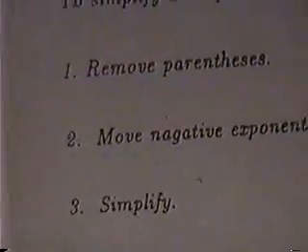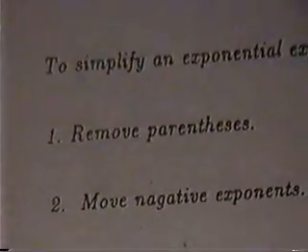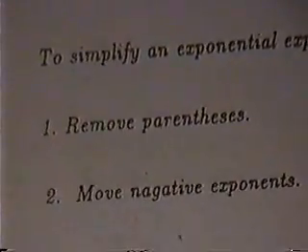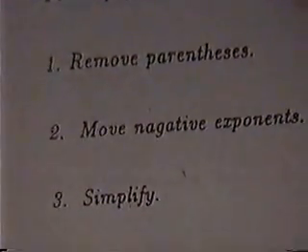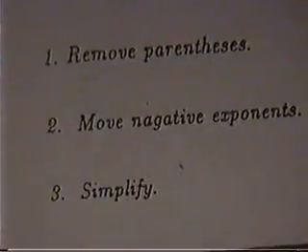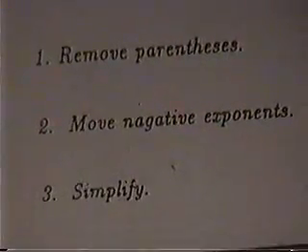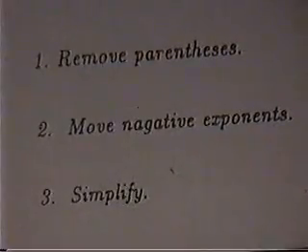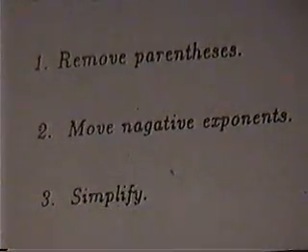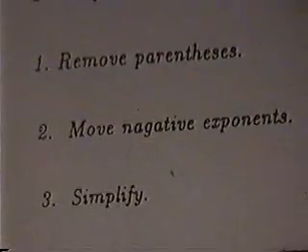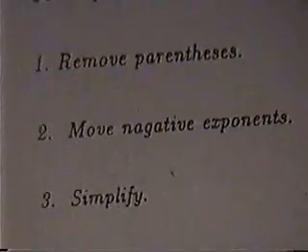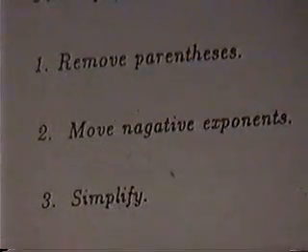All right, now let's look at some statements to memorize in your mind. Remove parentheses. Move negative exponents. What that means is rule number 4. So if you have a number to a negative exponent, then you move it up or down. And then rule 3 is simplify, okay? So remove parentheses first, then work with the exponents. Okay, now let's look at some examples.